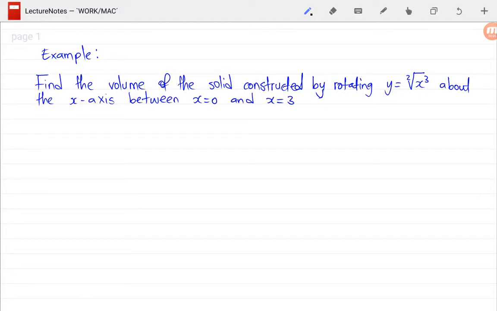Hello everyone. Today we're going to be going over this example about volumes of revolution, sometimes called rotation. So we're just going to do this first example, and it says: find the volume of the solid constructed by rotating y equals the square root of x cubed about the x-axis between x equals 0 and x equals 3.